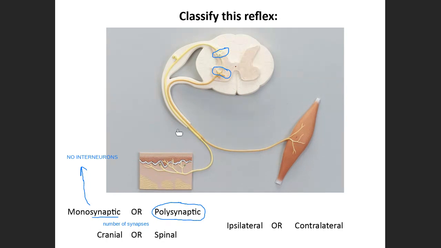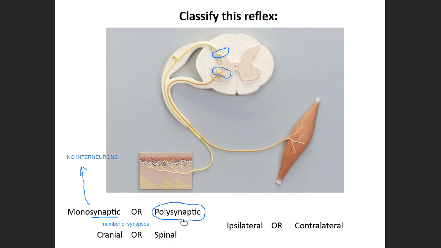If I only get to have 1 place where neurons talk to each other, what that means is I'm not going to process. There's going to be no processing. Every time I detect this sensory information, I will always respond the same way. So in a monosynaptic reflex, we have 1 synapse, or we just have 2 neurons. We're missing those interneurons. If we have an interneuron, we're looking at a polysynaptic reflex.